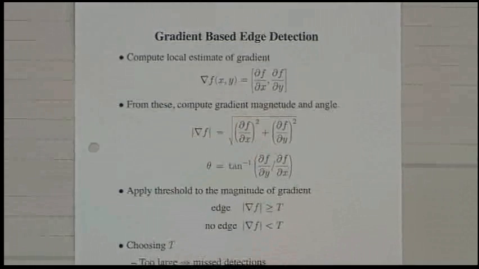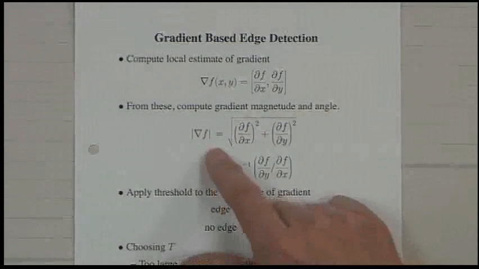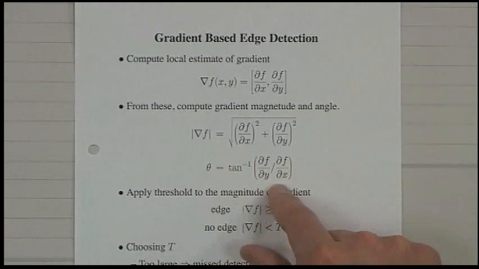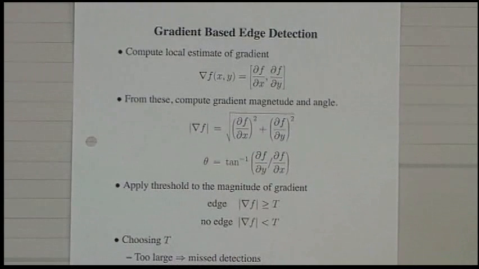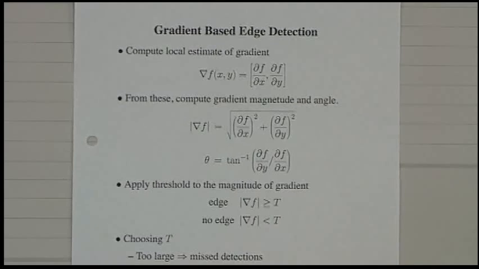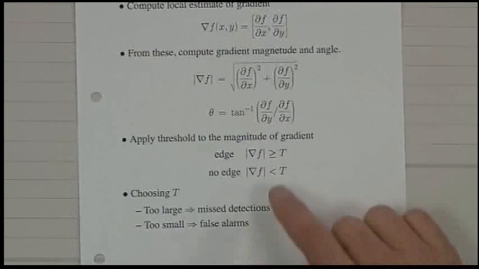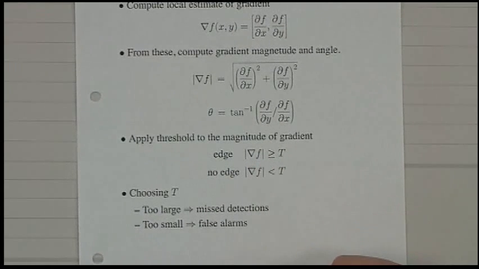But the gradient is a vector, so you can take its magnitude and its angle. A typical way to detect edges is to look for places where the gradient is above a threshold. The problem is if you put the threshold too high, you have too many missed detections. If you put it too low, you have too many false alarms.